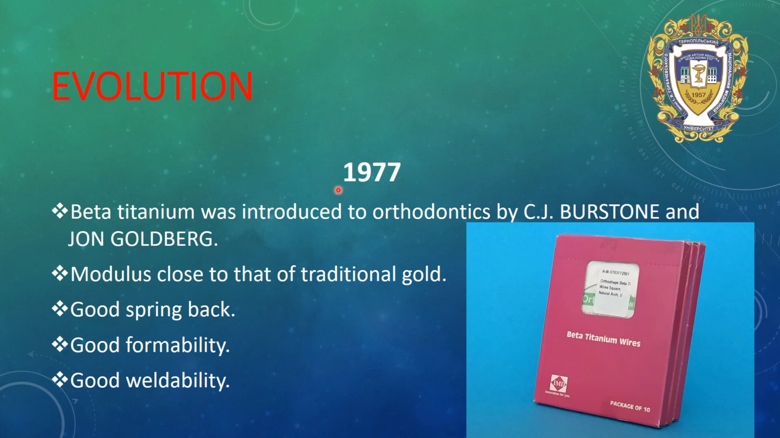In 1977, beta titanium was introduced to orthodontics by Burstone and Goldberg. Beta titanium alloy. The modulus of this alloy was close to that of traditional gold, but this alloy has good spring back, good formability and good weldability.